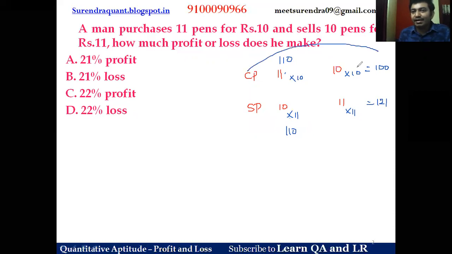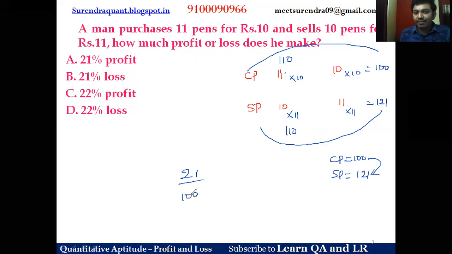Now for the same 110 articles, selling price is 121. So CP is 100, SP is 121. So there is 21 rupees profit on 100 rupees CP, into 100. So simply 100 cancels, 21% profit. We will adapt this to next coming questions. Let's see the next question.